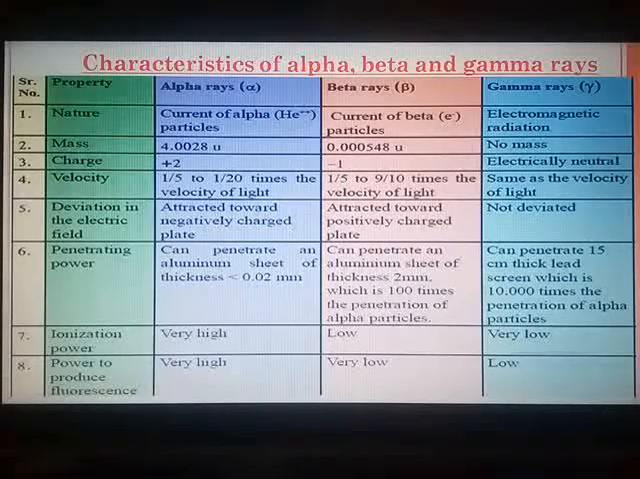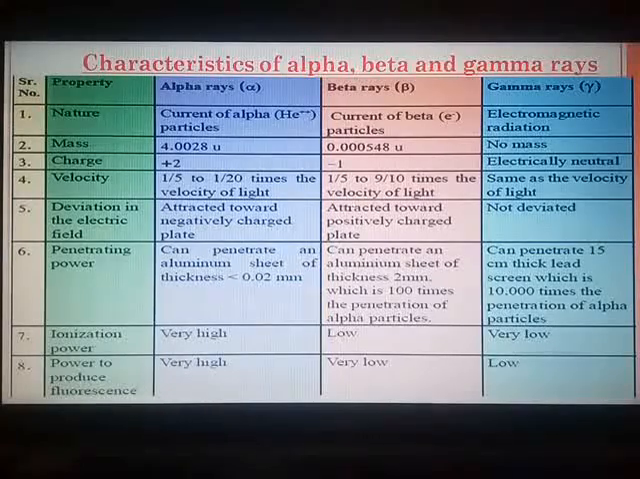Now, this is a distinction between the three types of rays, in the format of the different properties which were taken into account. The first property taken into account was the nature, second mass, third charge, fourth velocity, fifth deviation in the electric field, sixth penetrating power, seventh ionization power, and eighth power to produce fluorescence. This entire chart you have in the textbook. So you can read the chart thoroughly from page number 156.